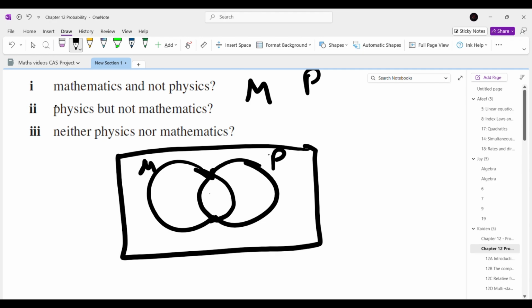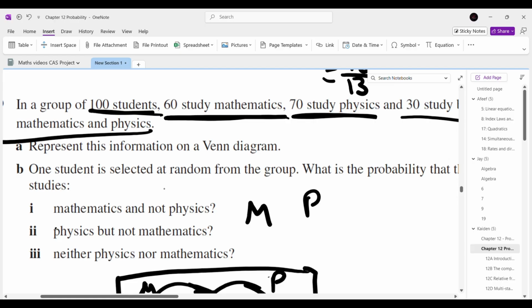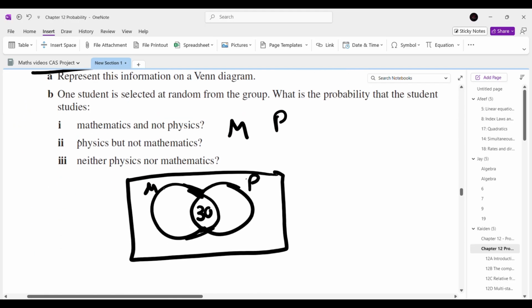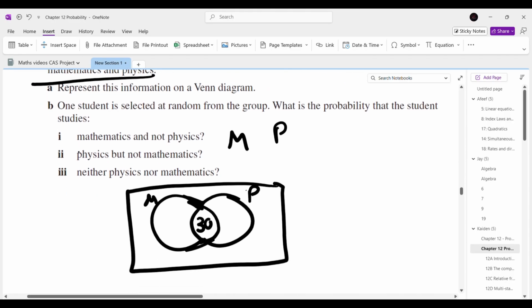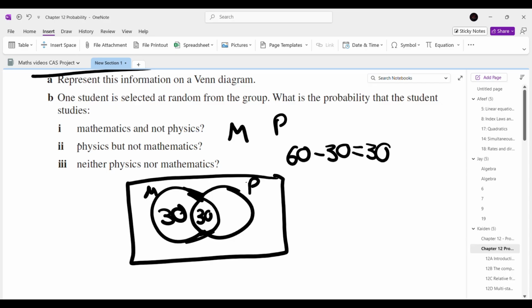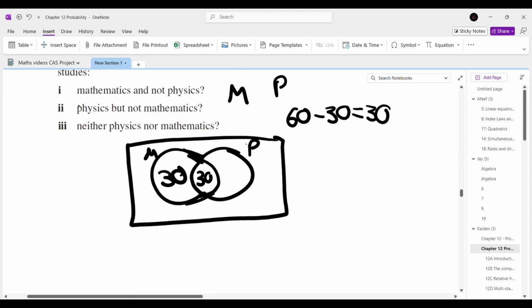There we go. So 30 are in this intersection. And then since we have 30 within both of these events, when we have 60 students studying mathematics, this includes the 30 who study both. So we just have to minus 30 from our 60 total, just to get the people who just study math. So this would be 30. So 30 students study math. And obviously you can see here 30 plus 30 will give us 60. And there are 60 students here that study math.